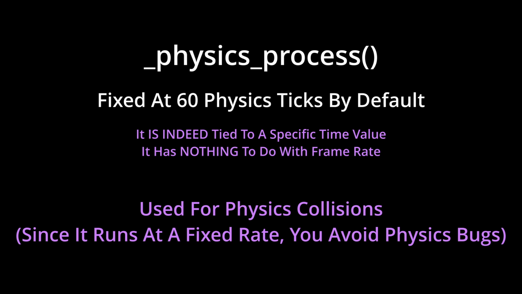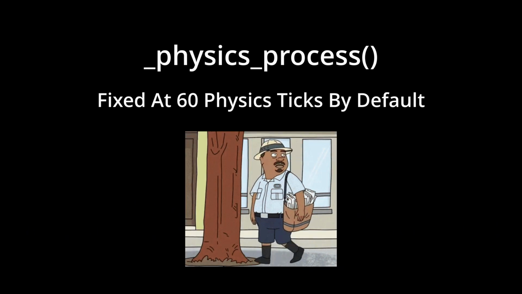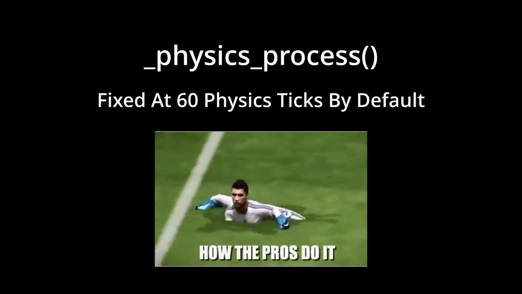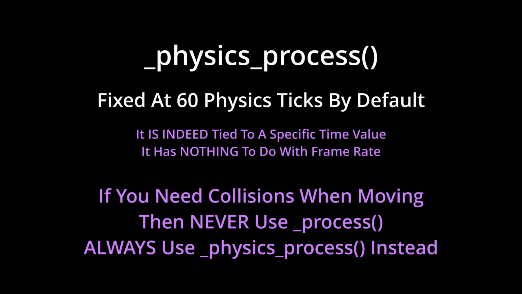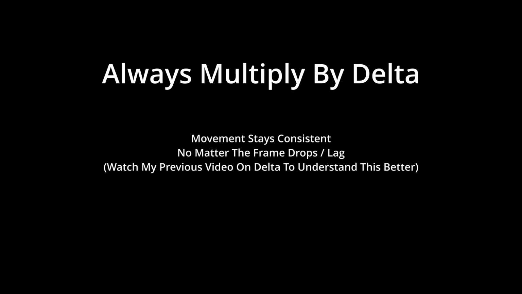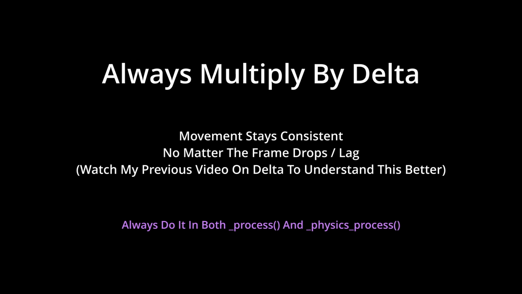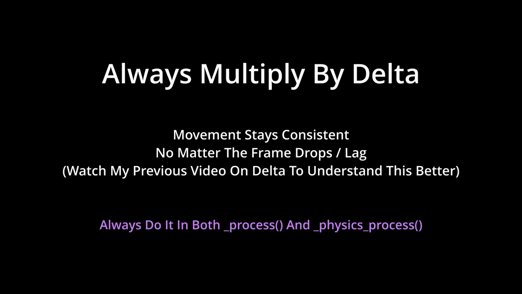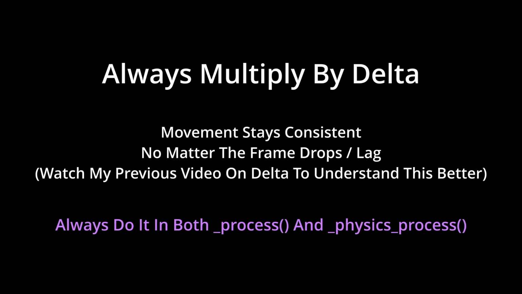This prevents physics-related issues and bugs like a character slipping through the wall or falling through the floor of your game. All these issues might happen if we use the process function. And again, we need to always multiply by delta when writing movement code in physics process as well. This is because we can still experience a lag, so multiplying by delta avoids these issues and ensures consistent movement.